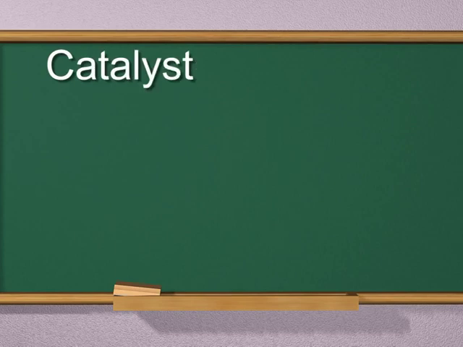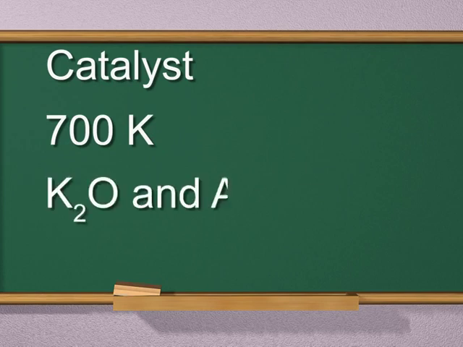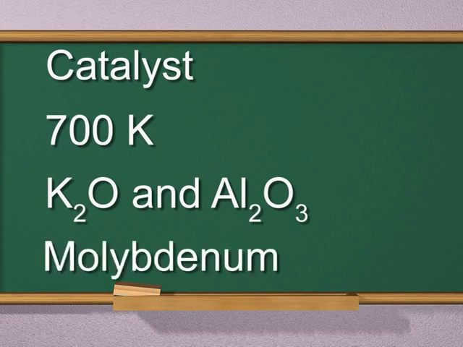The rate of reaction is fairly low around 700 Kelvin. It is increased by using iron oxide as catalyst with small amounts of potassium oxide and aluminium oxide. Sometimes molybdenum is used as a promoter, which increases the efficiency of the catalyst.